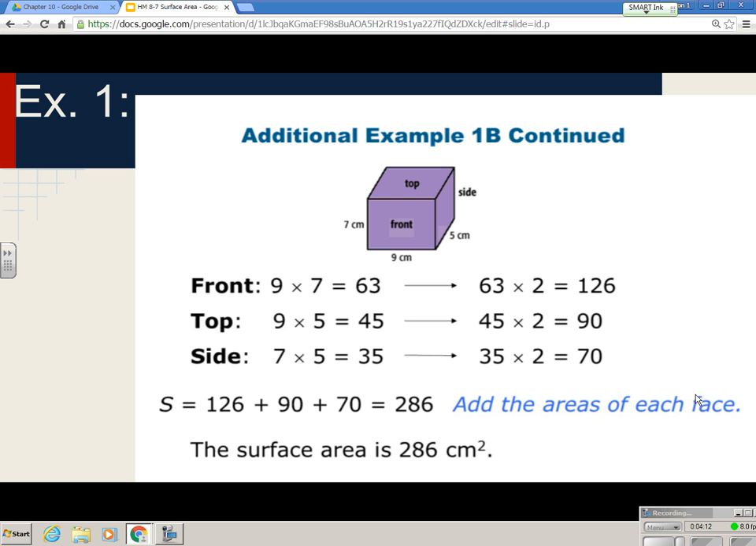The top of this shape was 9 by 5. Well, the top and the bottom are the same exact thing, so that gives you 45. 2 45s give you 90. And the side of the shape is a 5 times 7, which is 35. Twice of those is 70. So then all you have to add up is 126, 90, and 70. Gives you 286, and if you label it properly with centimeters squared, you have your answer. So with these, you can kind of choose any way, but you have to make sure that you have 6 sides represented.